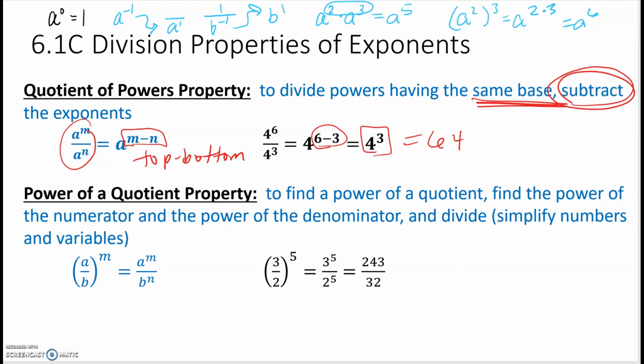Okay, similar to yesterday, we had parentheses. Now we have parentheses with a fraction. So this still goes to both pieces. Both my bases get that exponent. It's just now going to be on top and on bottom. So over here I have 3 over 2 to the 5th power. That means my 3 gets a 5th power and my 2 gets a 5th power. And then I just simplify those individually. So 3 to the 5th is 243, 2 to the 5th is 32.